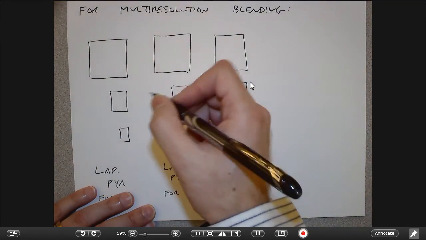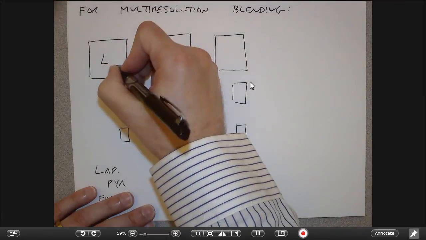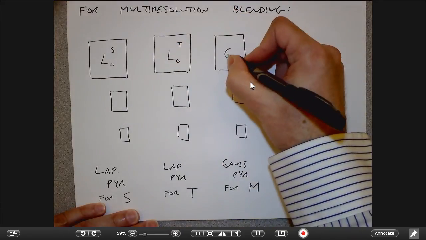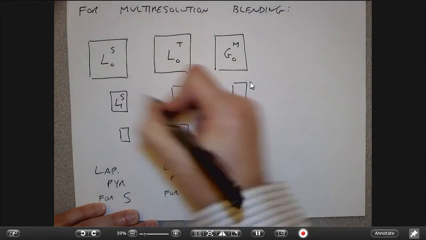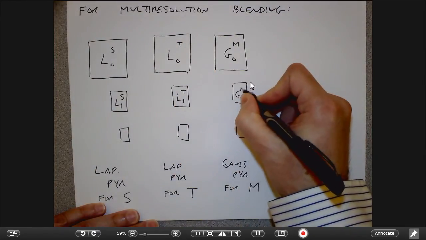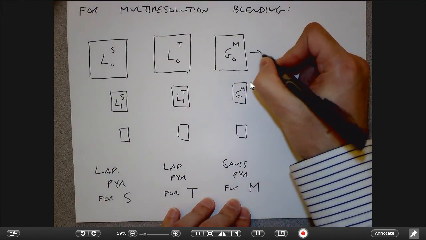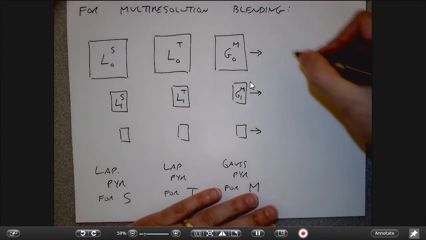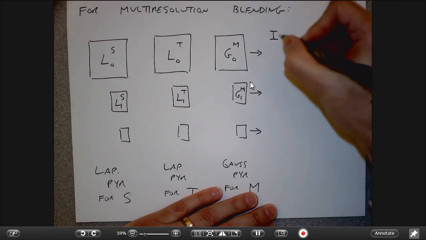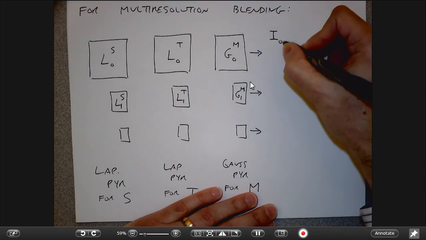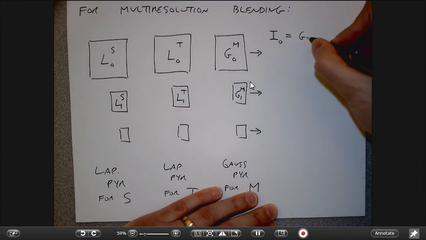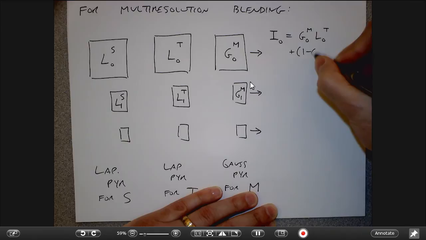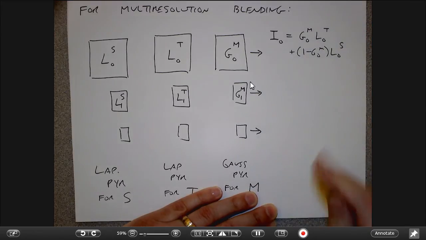So let's say this is the Laplacian pyramid at level 0 for the source. This is the Laplacian pyramid at level 0 for the target. This is the Gaussian pyramid at level 0 for the mask. And at every level, I combine these as if this is my alpha map. So my image composite at level 0 is basically, take these pixels from the target times the Laplacian image of the target plus 1 minus this times the Laplacian of the source, right?